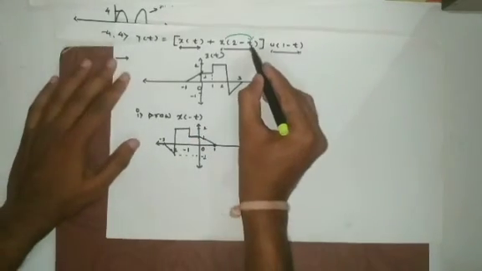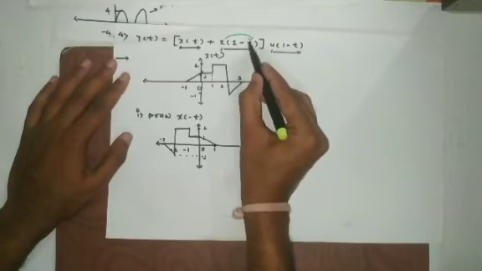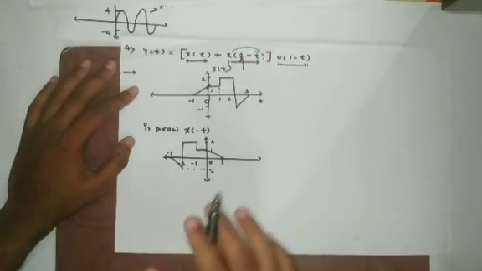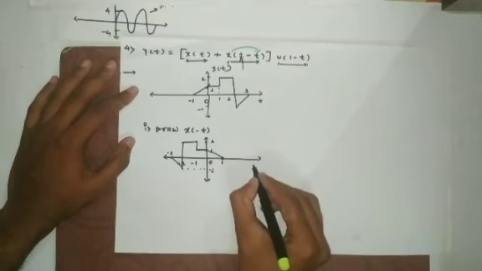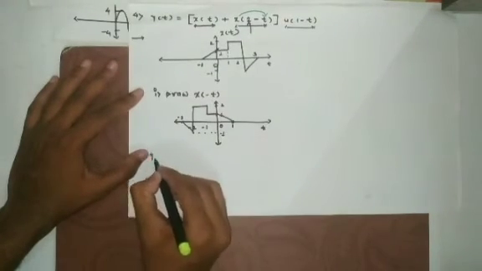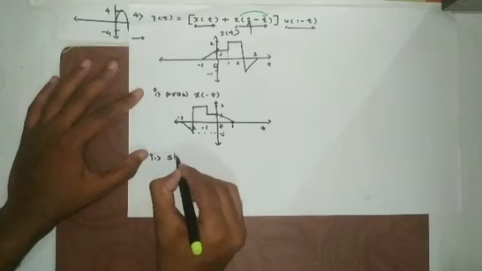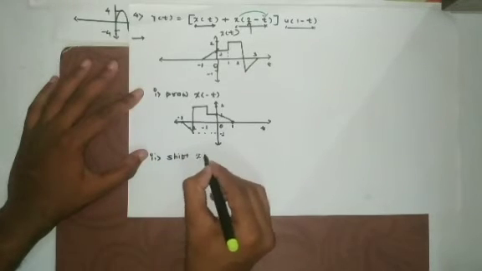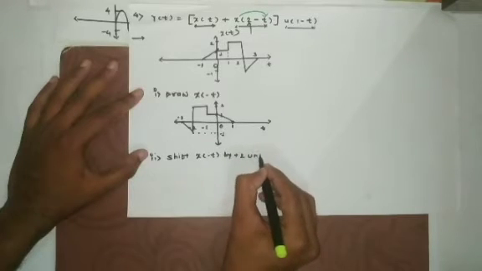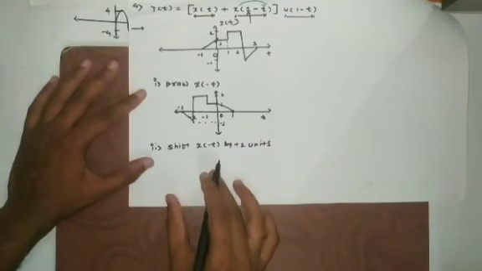Once you have x of minus t, we have to shift this signal by plus 2 units. That means we have to add 2 to the input t. So let us write it here: shift x of minus t by plus 2 units. We will add.